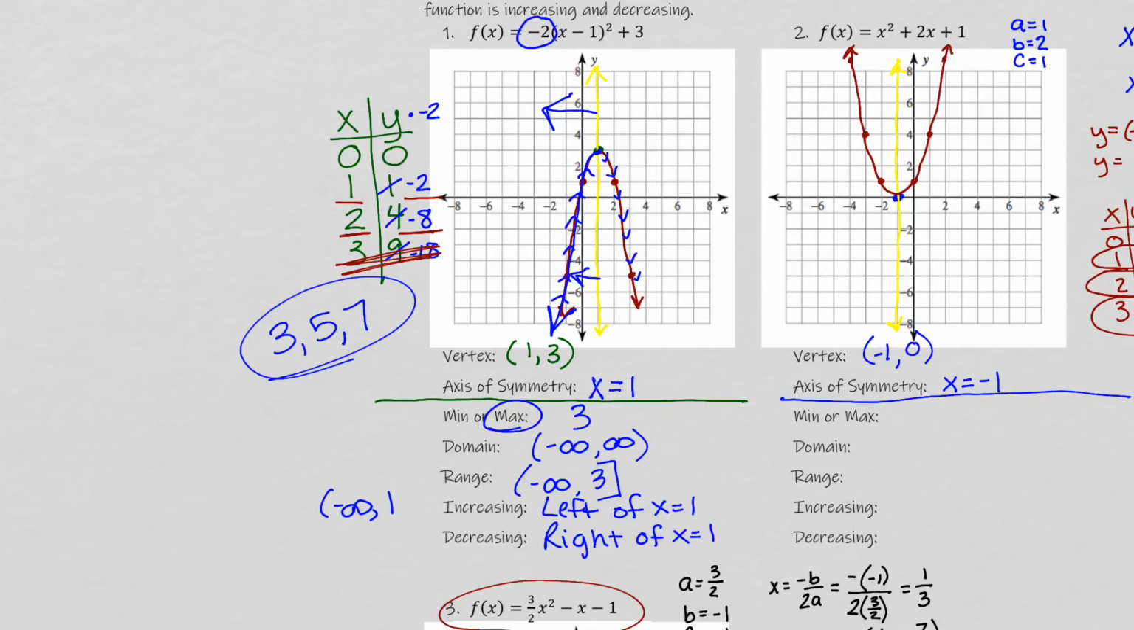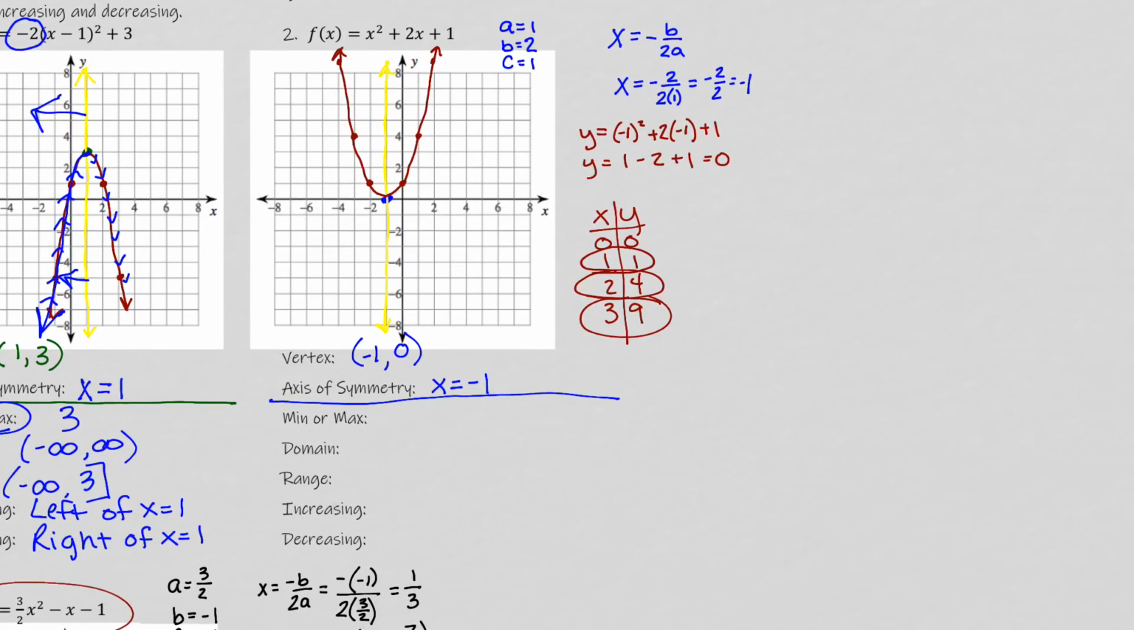So we would say a parenthesis. And then after 1, all the way to positive infinity to the right, it is decreasing. So that's how you would write those in interval notation. But for the purposes of turning this in on big ideas, it just wants you saying left or right of that axis of symmetry.